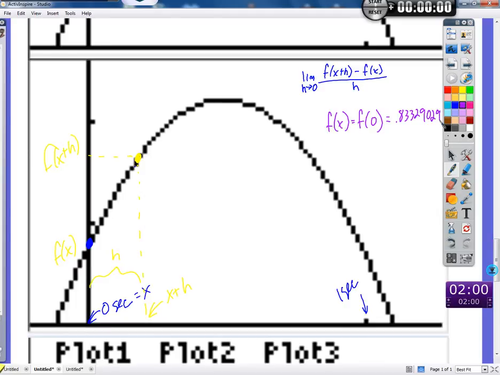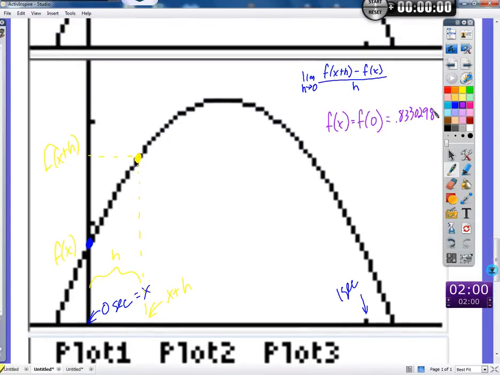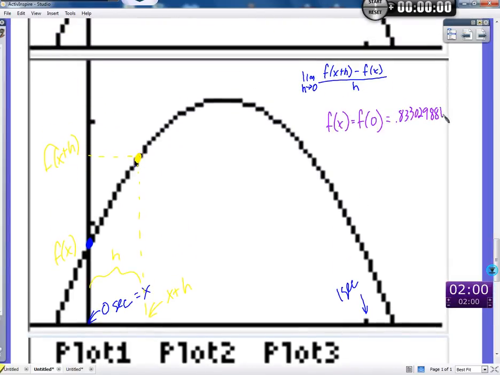0.8811189. And that's how many meters it is off of the ground. Okay, well, how did we get this number? We put 0 in for x. So how are we going to get this value?